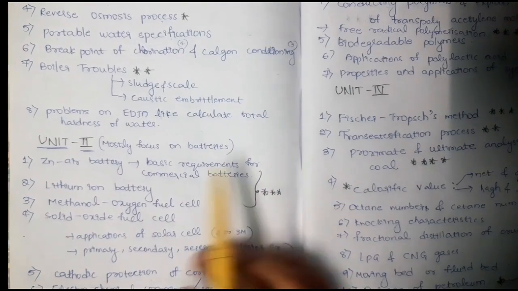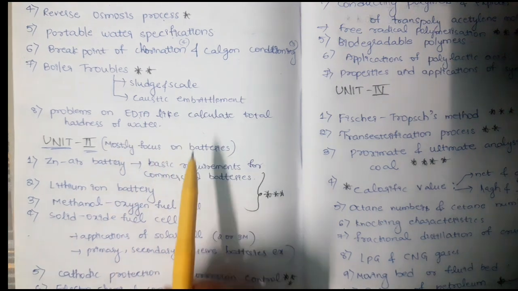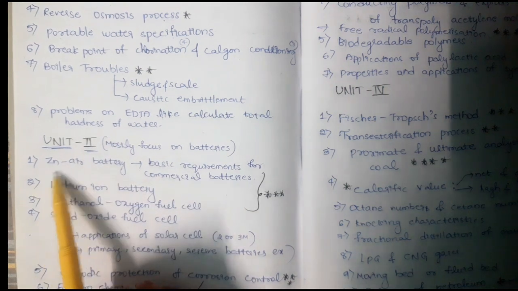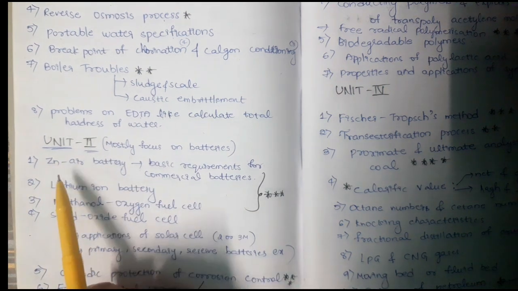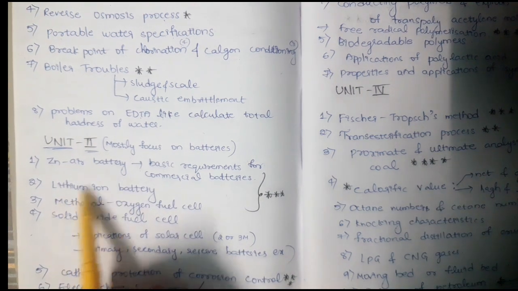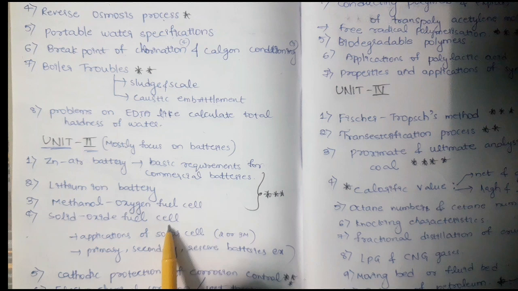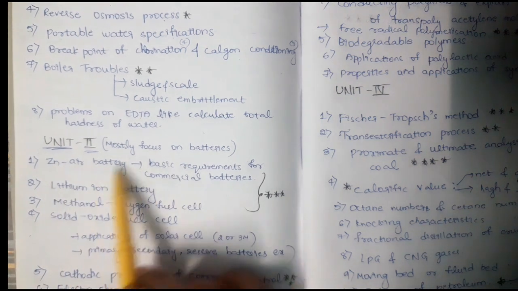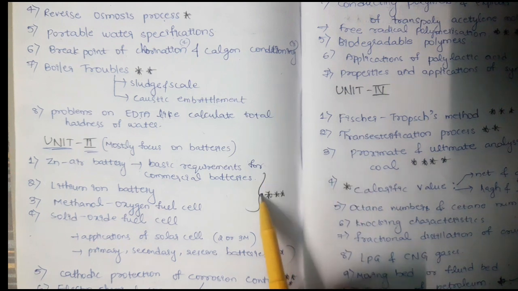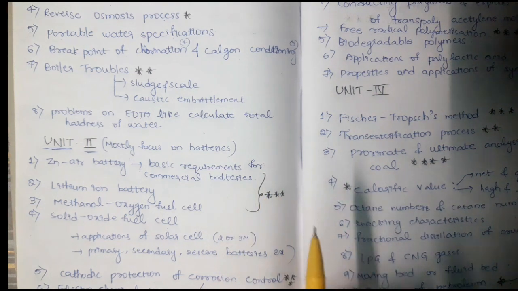Next, from unit 2, you should mainly focus on batteries. We have 4 types of batteries, I think: zinc battery, lithium ion battery, methanol oxygen fuel cell battery, and solid oxide fuel cell battery. From these batteries we can definitely expect one question. So mostly prepare the batteries question first.